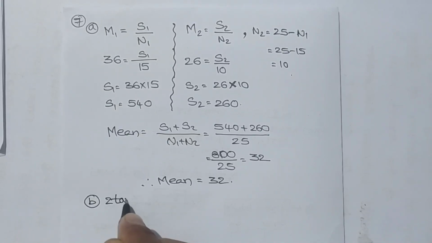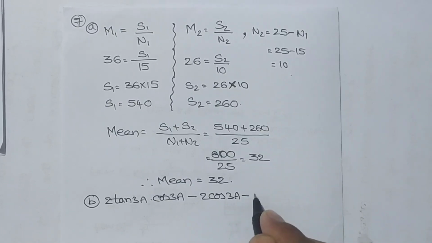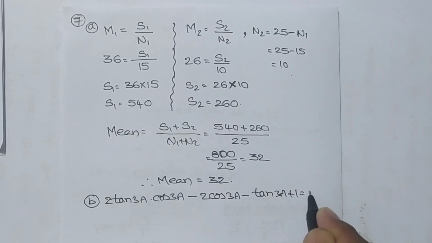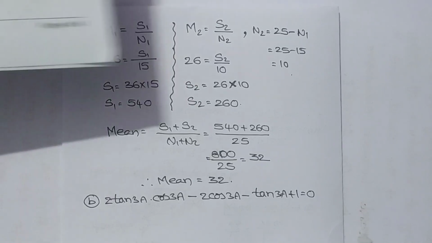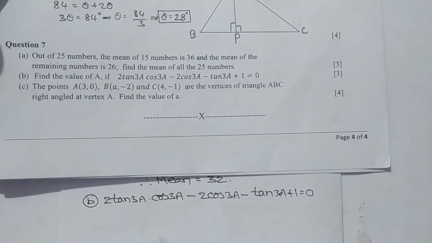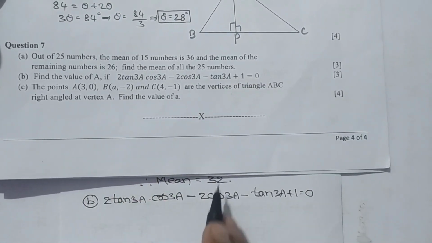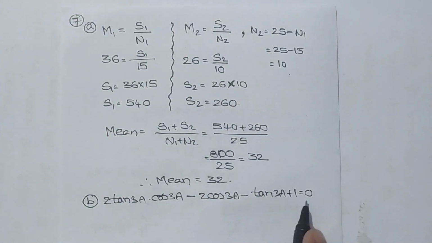Given 2 tan 3A into cos 3A minus 2 cos 3A minus tan 3A plus 1 equal to 0. Always make a habit of checking once again after writing the question. So 2 tan 3A into cos 3A minus 2 cos 3A minus tan 3A plus 1 equal to 0. This is an if condition, so we can use both the sides at a time.